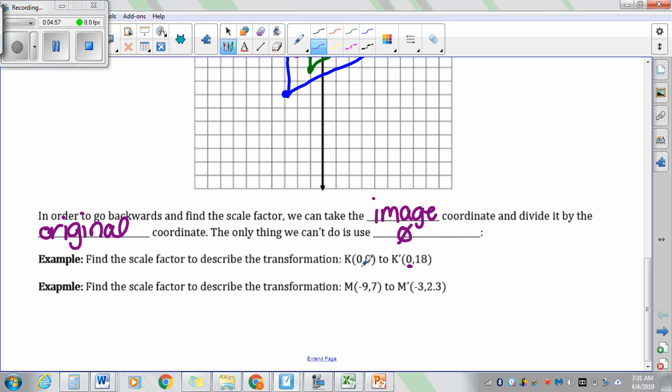Well, I can't use the x's because you'll notice they're both 0, so that didn't actually change. So I'm going to use the y's. So I'm going to take the image and divide it by the original. And that gives me the scale factor. By the way, you can always leave your answer as the fraction. You can leave it as 18/9. Or if you wanted to type it into Desmos, you could get the scale factor. Try the next one on your own.